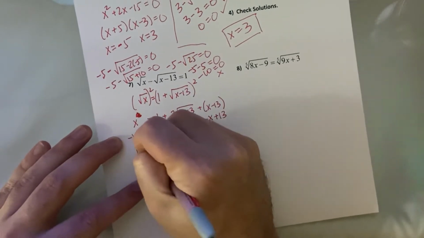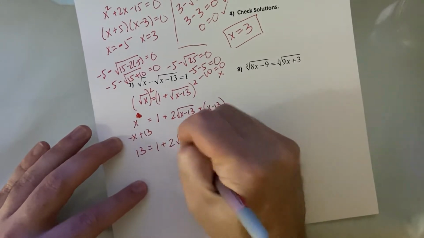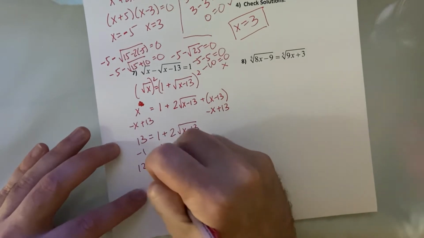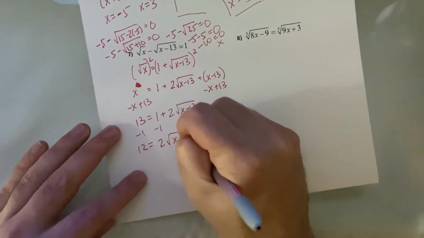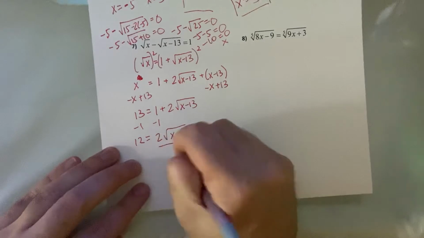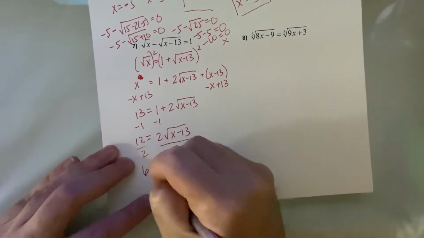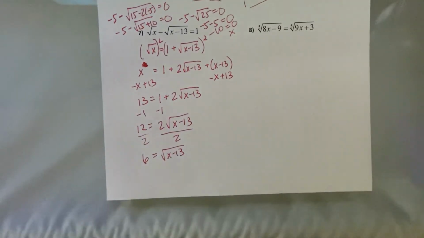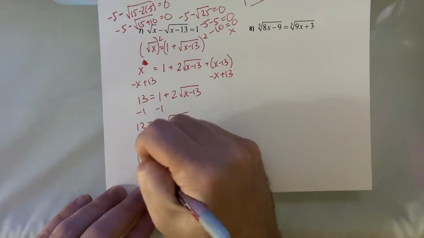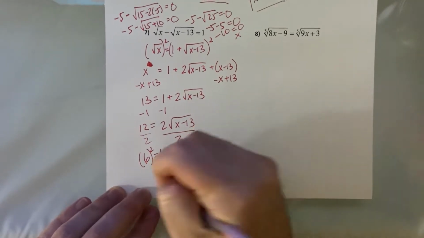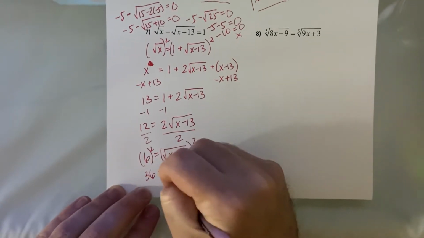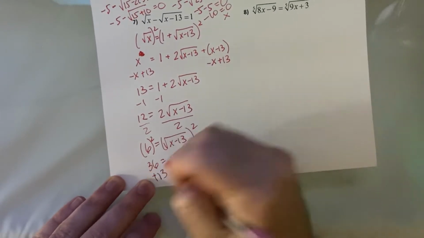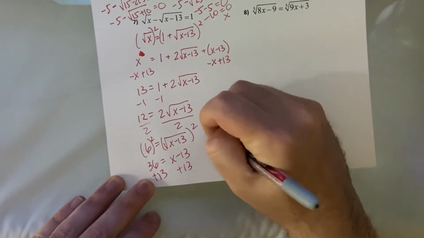So I get 13 equals 1 plus 2 square roots of x minus 13. Subtract 1. 12 equals 2 square roots of x minus 13. Divide by 2 to get it by itself. We get 6 equals the square root of x minus 13. Now finally I'm down to one square root on its own side, and I can square again. So I get 36 equals x minus 13. Add the 13 to get x equals 49.